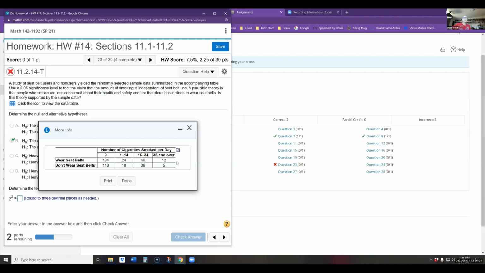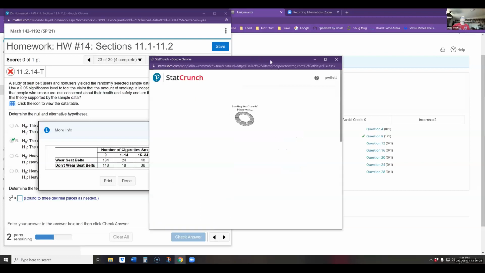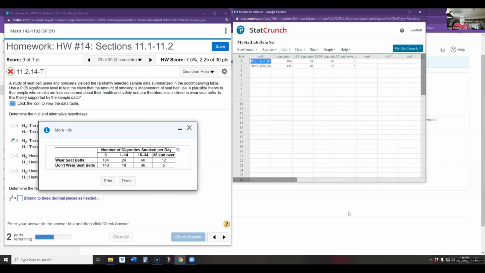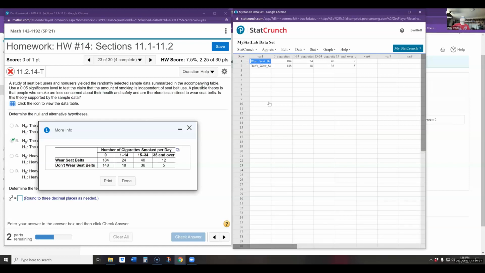So let's dump this over into StatCrunch. When we open this in StatCrunch, what we can see is that across the top row are the labels for the columns about smoking amount. And then the first column, labeled variable 1, is actually about the variable choice, whether they wear a seatbelt or not.